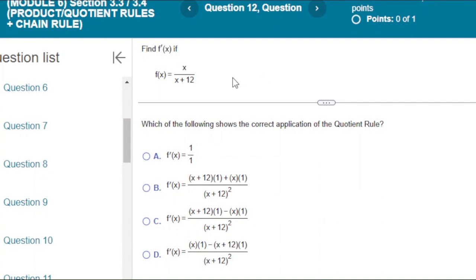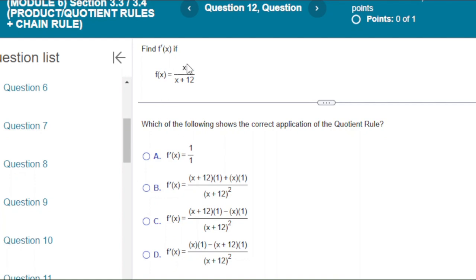Okay, now what about this? How do we take the derivative? Well, again, low d high minus high d low all over low squared. So let's make sure we have low squared. Parts B, C, and D all have low squared in the bottom, right? x plus 12 squared. So we know it's not going to be A unless we simplify and it comes down to this. But there's the low squared. Now let's do low d high. So x plus 12 times the derivative of x, which is 1. So we have x plus 12 times 1, right? So both of these are looking good so far, B and C.